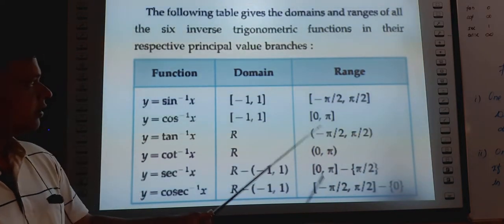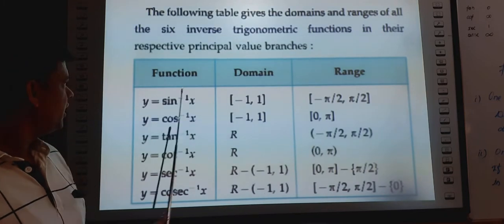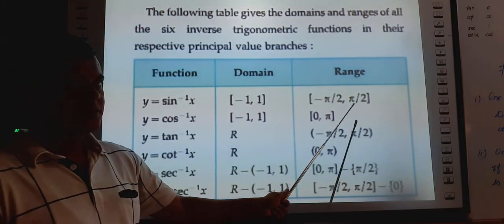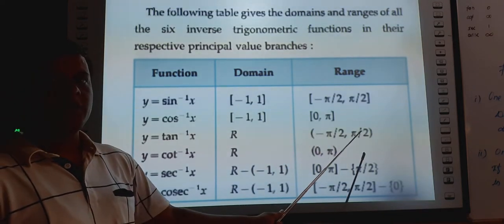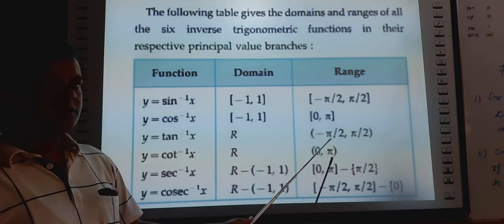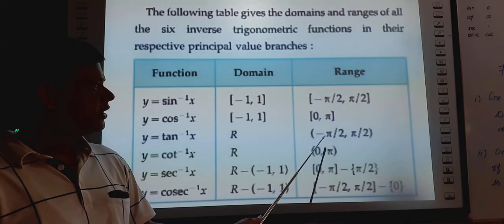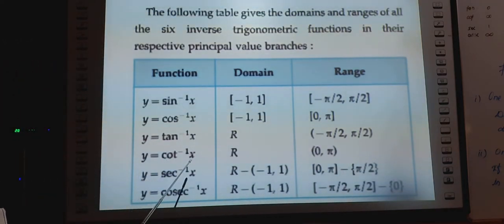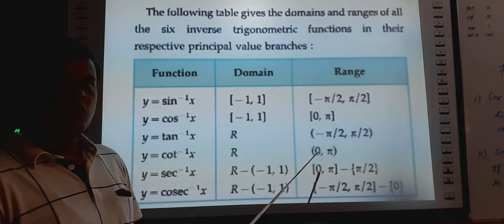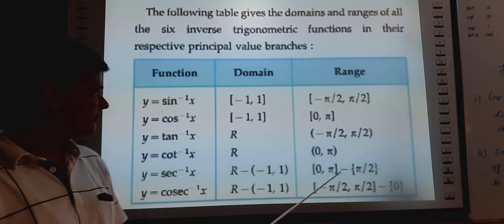Don't confuse closed and open intervals. In sin inverse x, the interval is a closed interval, and for tan inverse x, the interval is an open interval. So the angle must belong to this open interval, -pi by 2 to +pi by 2. Now for cot inverse x, the domain is R and the range must be the open interval 0 to pi.